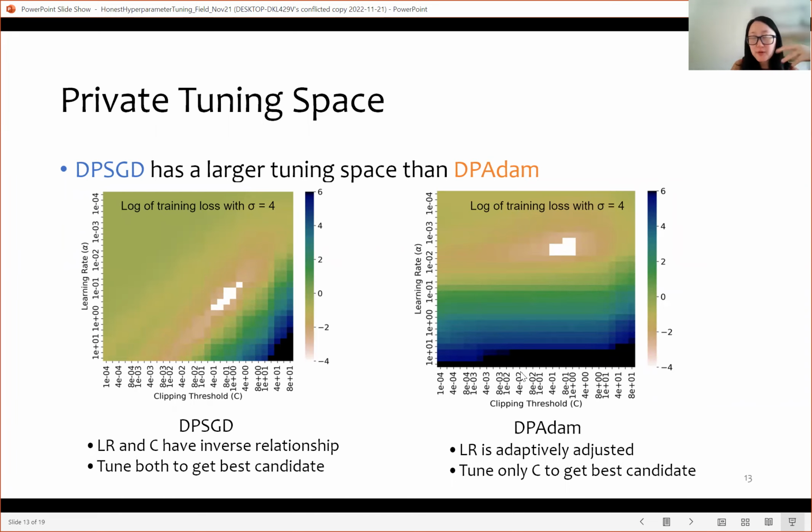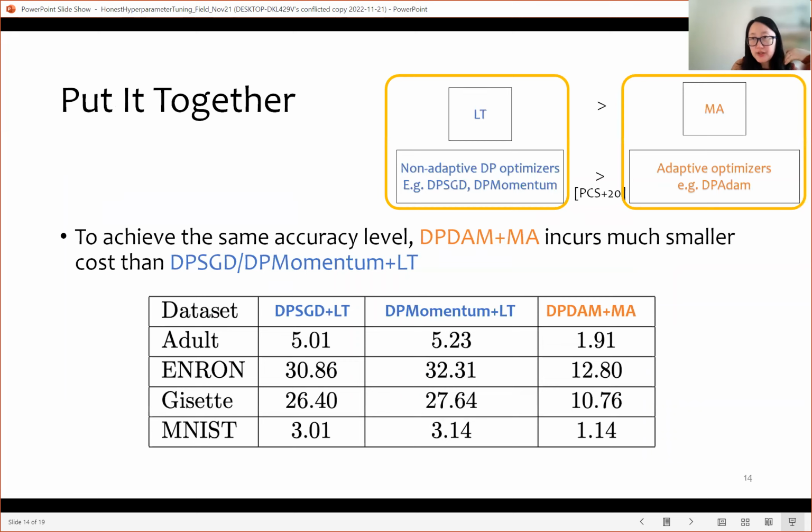So now let's try to put these 2 solutions, or the solutions from these 2 spaces, together, right? In particular, if I pair up DPAdam with moment accountant, both of them are suboptimal solutions for each of the independent problems of DP tuning and DP optimizer, right? They can actually incur much smaller cost than DPSGD or DP momentum paired up with the LT tuning method, right? In order to achieve the same accuracy level.